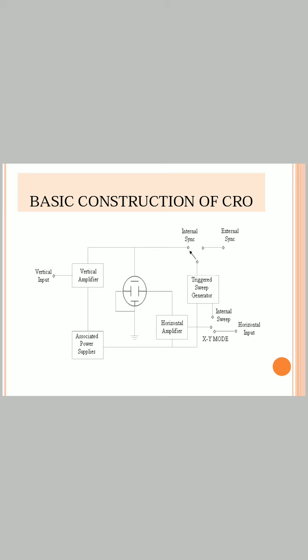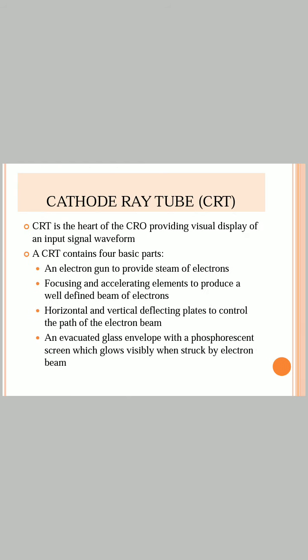Now we can see the basic construction of CRO. In this CRO, we can apply input to a vertical amplifier. Now we can see the XY plotter. Our x-axis represents the time axis and our y-axis represents the amplitude. Now we can see the comparison of two waveforms in XY mode.